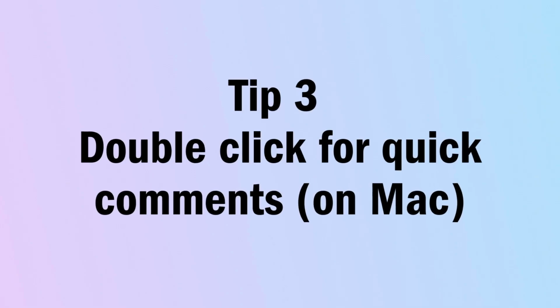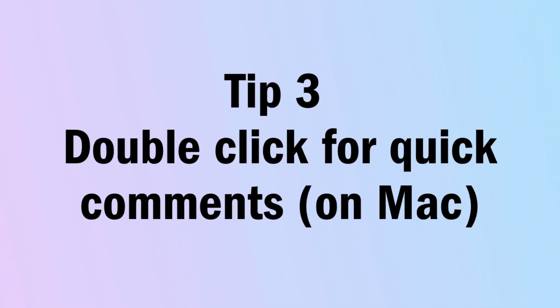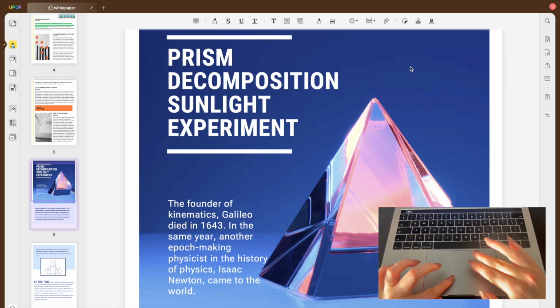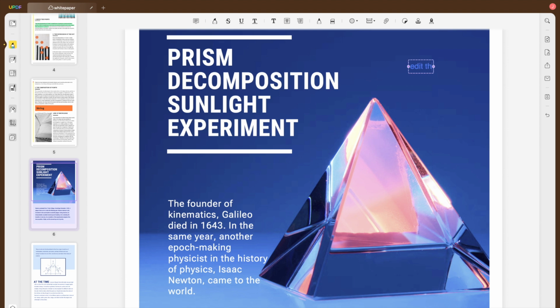Are you using a Mac? You can double-click the left mouse button anywhere on the PDF to instantly add a comment. It's a fast way to drop thoughts or notes without needing to select any tools first.